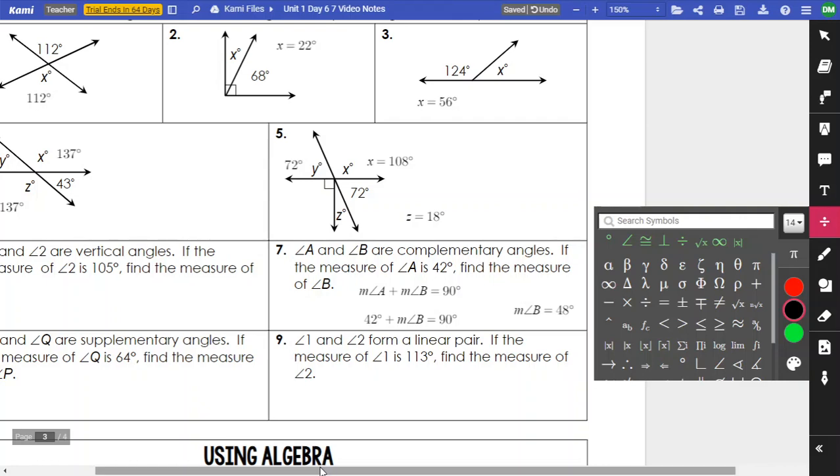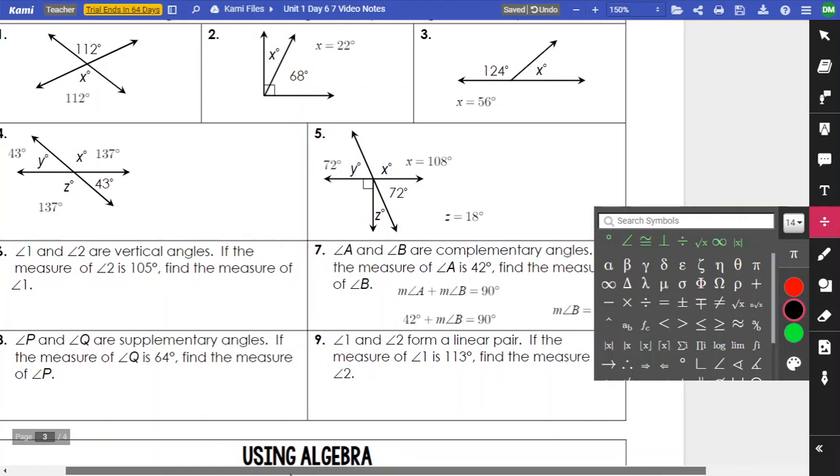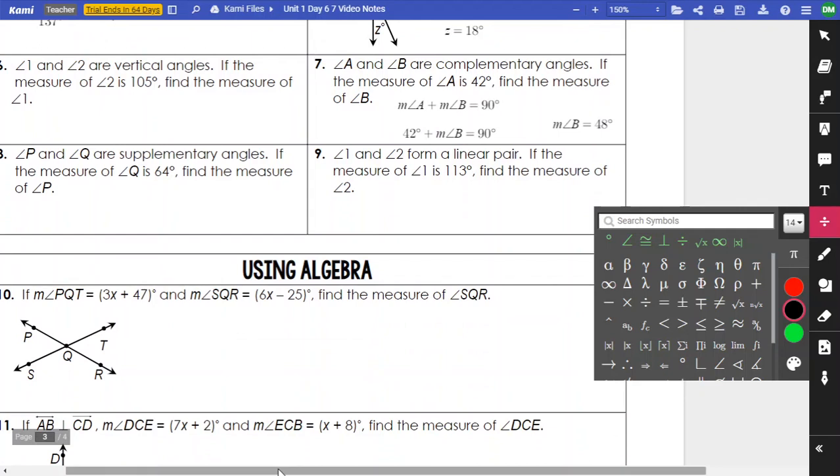So anytime you've got a word problem like this, know your vocabulary. Know that vertical angles are congruent. Know that complementary angles are 90 degrees when you add them up. Supplementary are 180 degrees, and a linear pair also comes to 180 degrees. Know that.